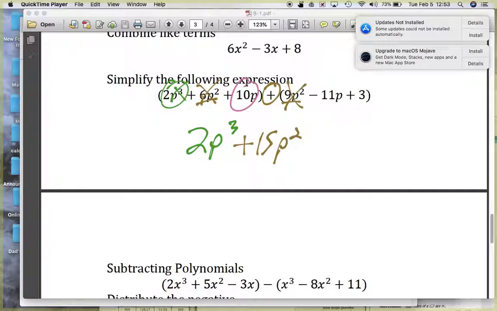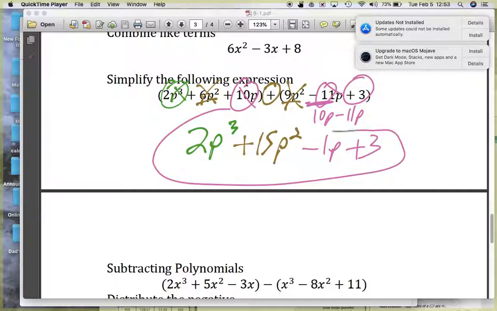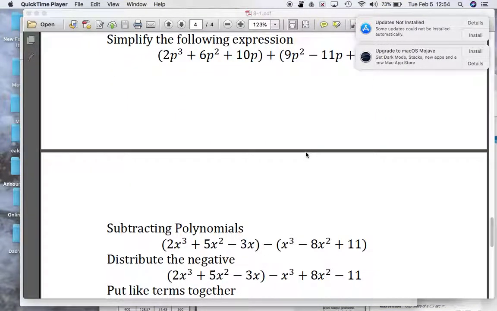How many p's do I have? I have 10, but then I'm adding a negative, so we always know that's the same as subtracting. So I'm going to get negative 1. And speaking as this is the last number, I have to just bring it down. There is your answer.